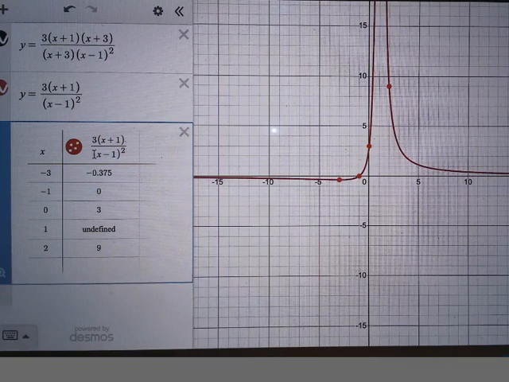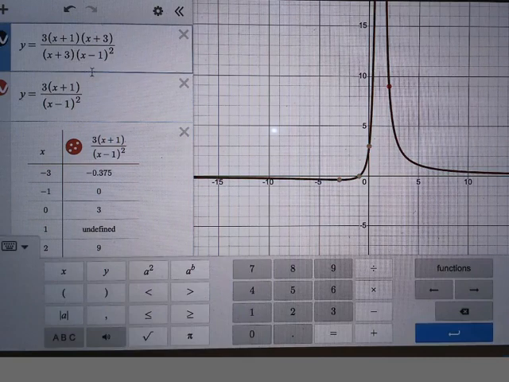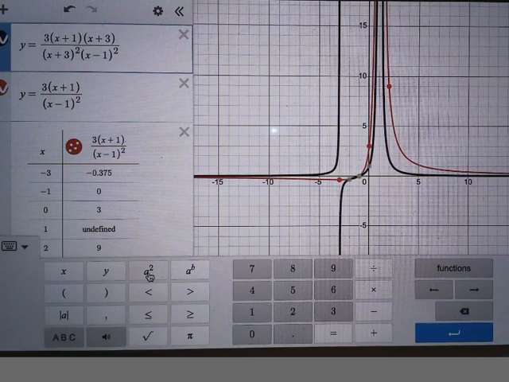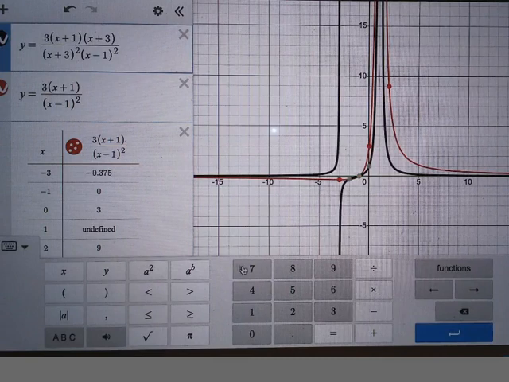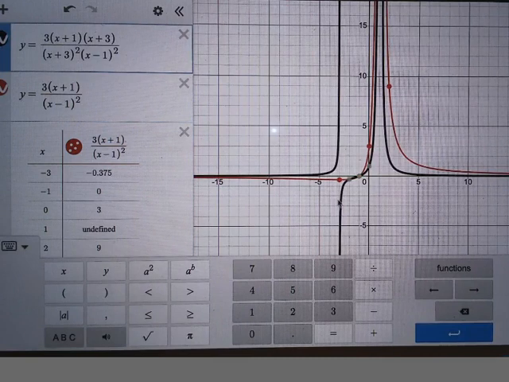Those factors cancel. Now what happens if I make this factor happen more, like squared? Notice that asymptote happens again. That's because the x plus 3 would cancel one of those and still leave an x plus 3 in the denominator, which would cause there to be an asymptote.